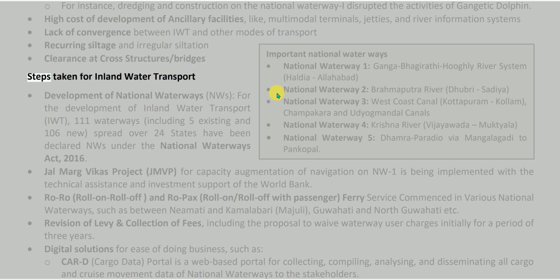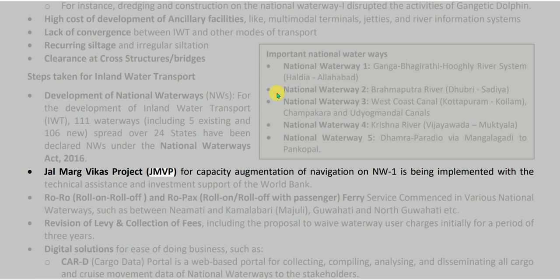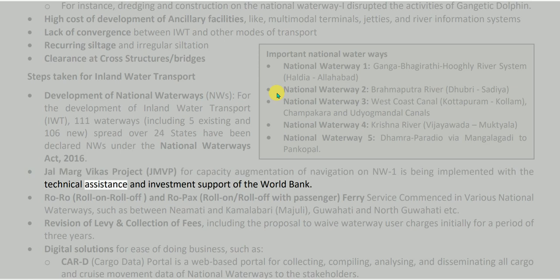Steps taken for inland water transport. Development of national waterways: NWs for the development of IWT. 111 waterways, including 5 existing and 106 new, spread over 24 states have been declared NWs under the National Waterways Act, 2016. Jal Marg Vikas Project, JMVP, for capacity augmentation of navigation on NW1 is being implemented with the technical assistance and investment support of the World Bank.